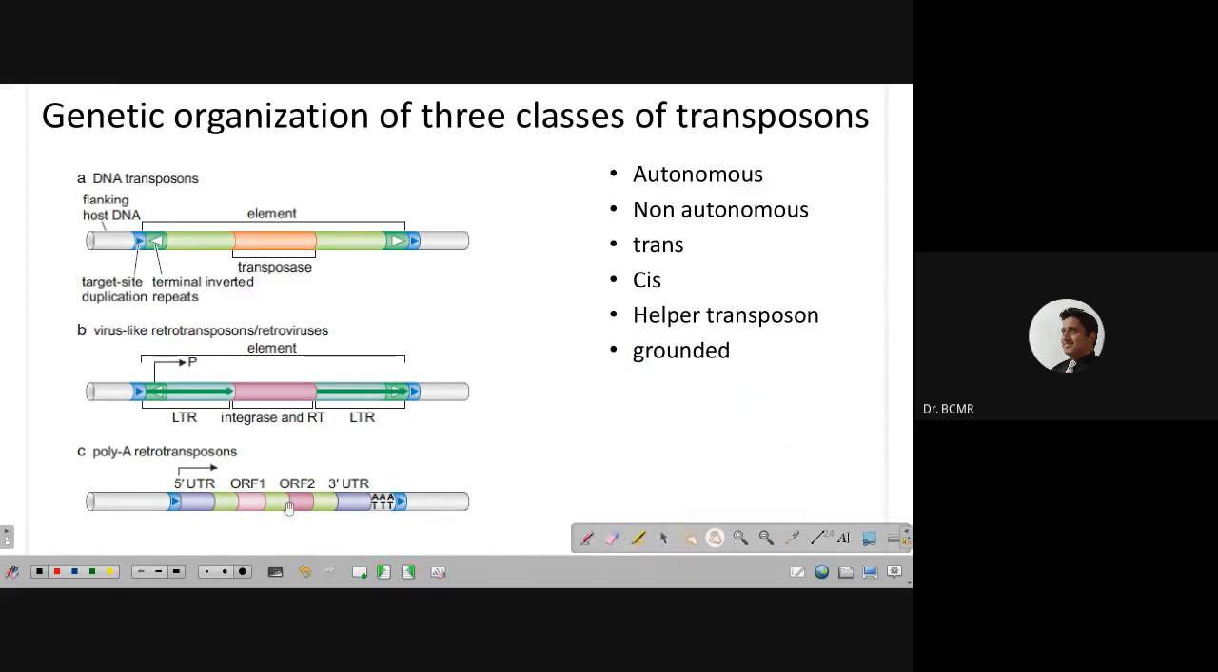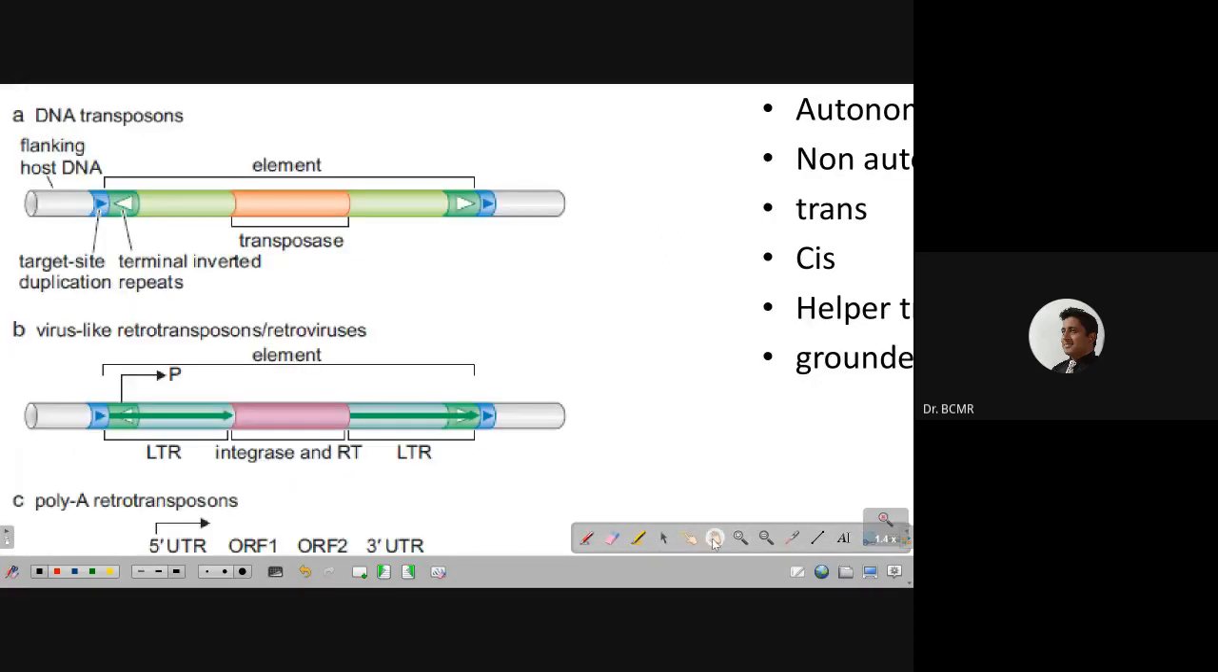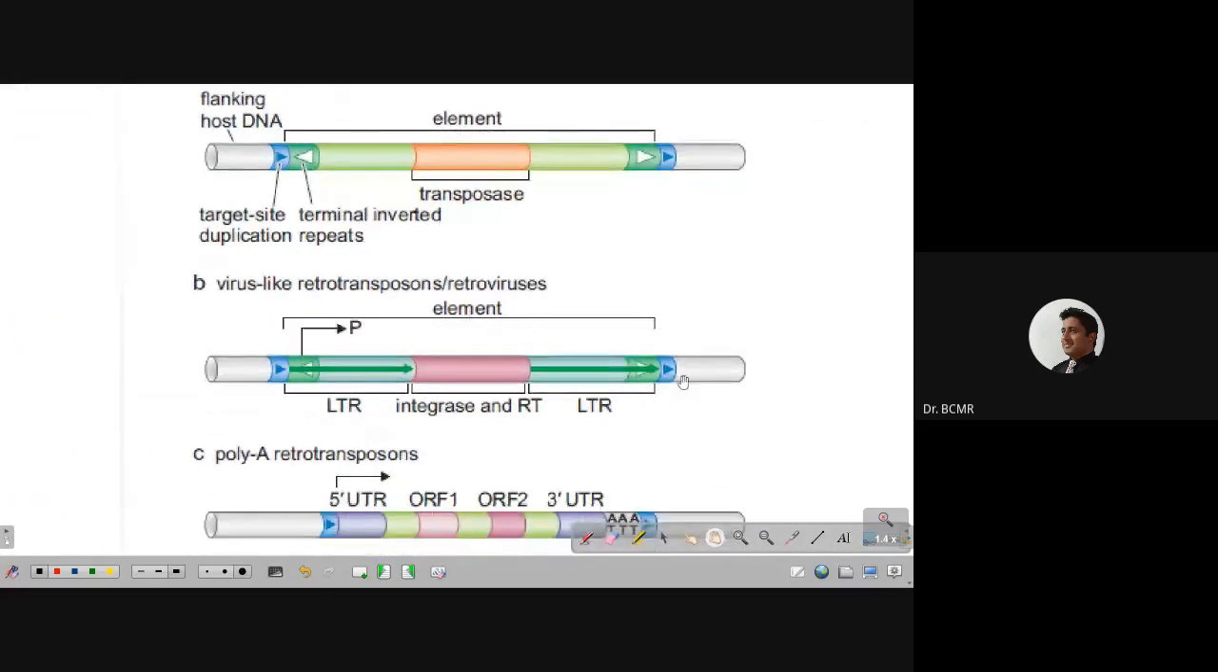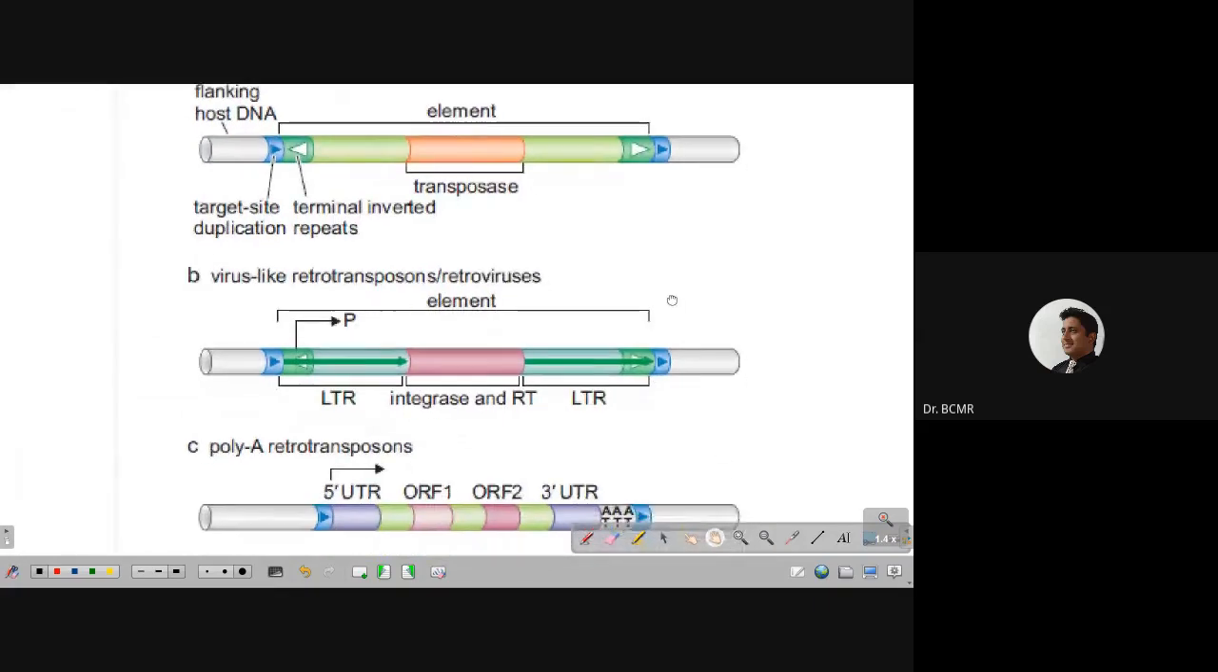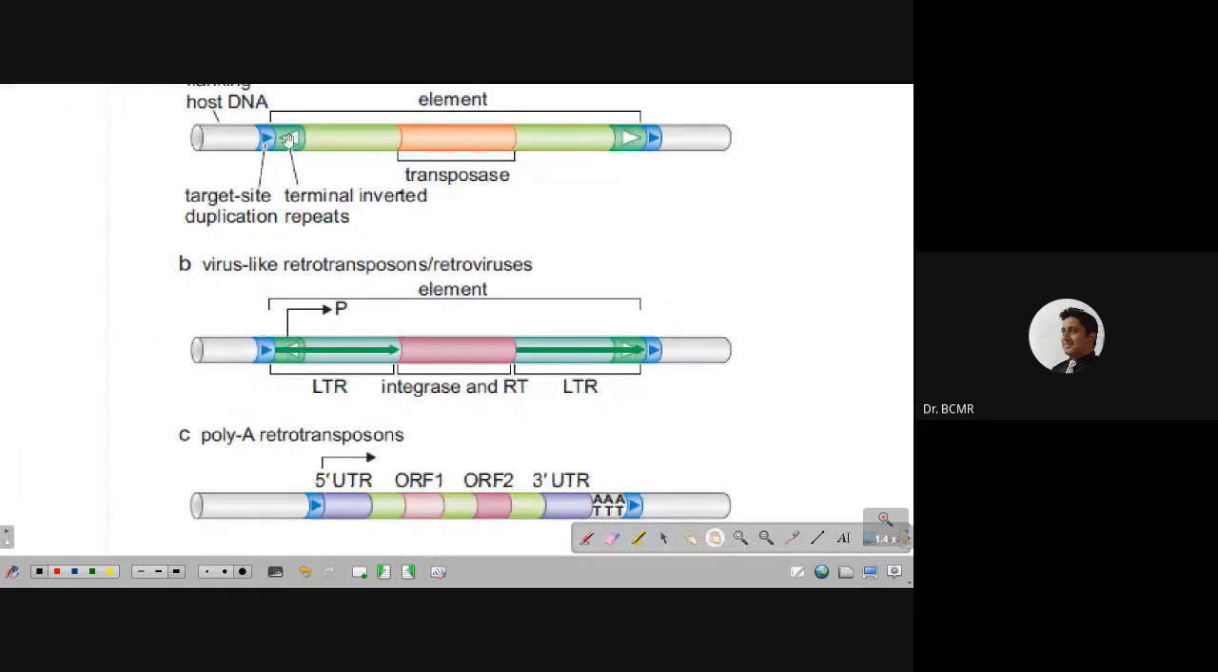So you have the DNA transposons we have already seen. They have inverted repeats. And you have a transposon gene, and there are target site duplications. One thing common you will find in all these transposons is the target site duplication. Okay, you see these blue arrows, that is representative of target site duplication.